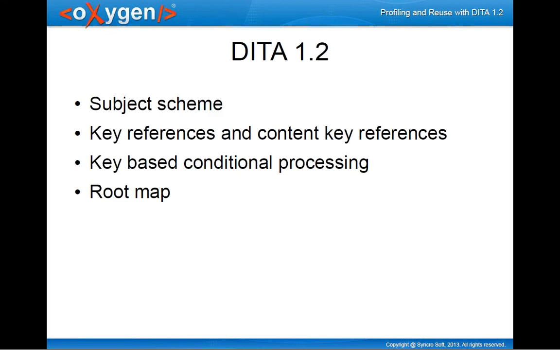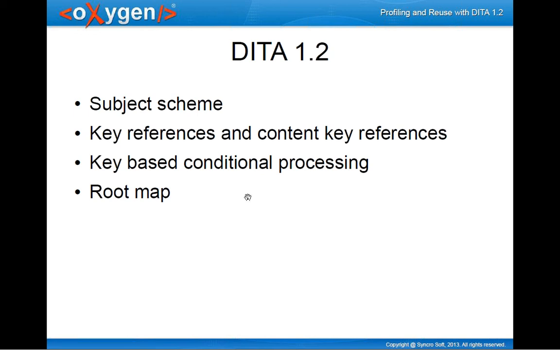Again, time to draw some conclusions. We've seen how you can use a subject scheme to define control values for the profiling attributes, and how oXygen automatically detects these taxonomies and uses them for validation, content completion, and editing of the profiling attributes. We've seen how you can create key references and content key references, and how you can achieve key-based conditional processing. And we've also learned how you can set a root map in oXygen for resolving key definitions.